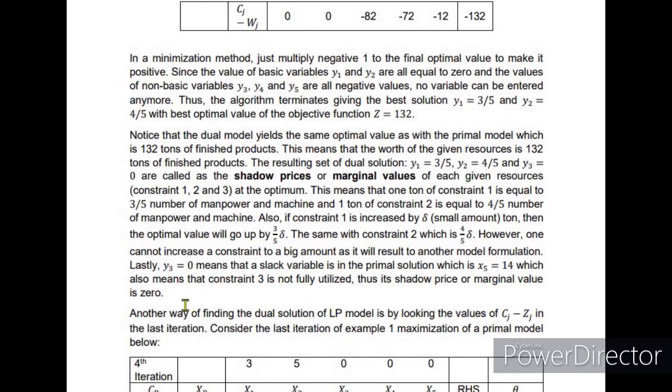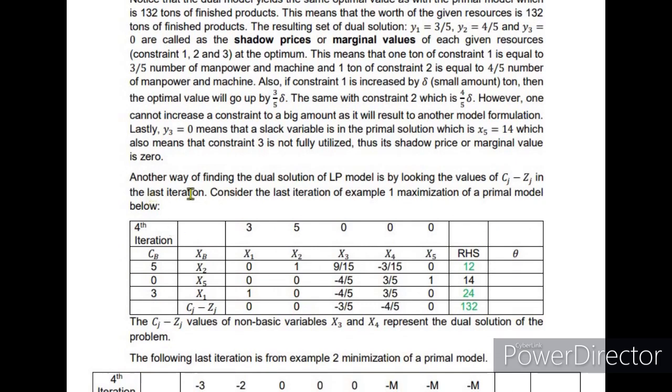Okay? Meaning, it means that constraint 3 is not fully utilized. Okay? So, while constraint 1 and constraint 2 are fully utilized, constraint 3 is not fully utilized, by the presence of the slack variable, which is 14. Okay? So thus, its shadow price or marginal value is 0. So you remember that if a constraint is not fully utilized, the equivalent shadow price or marginal value will be equal to 0. So here is another way of finding the dual solution of an LP model.